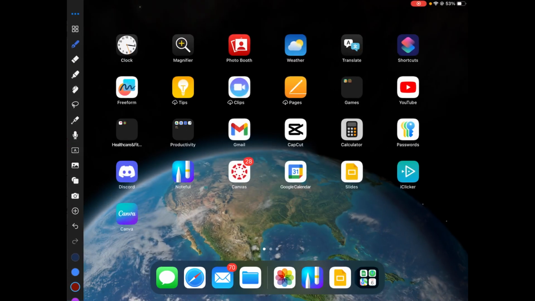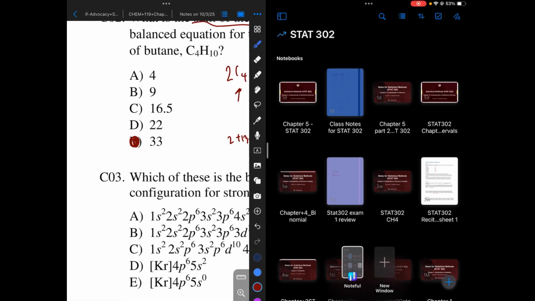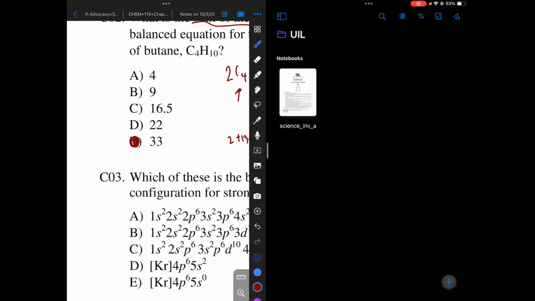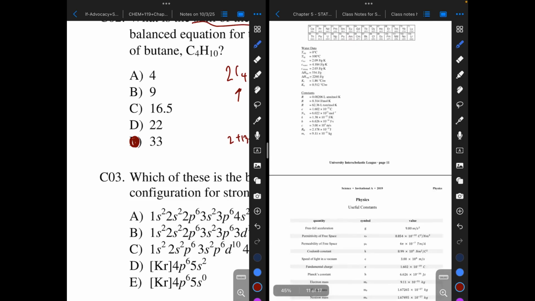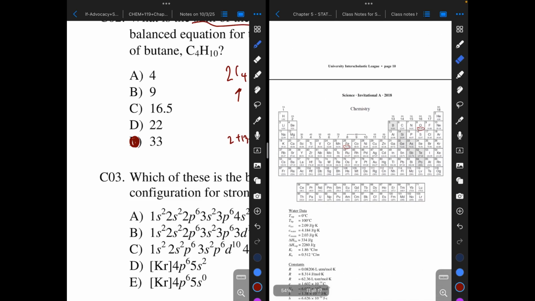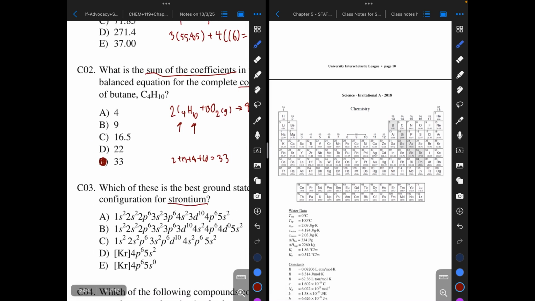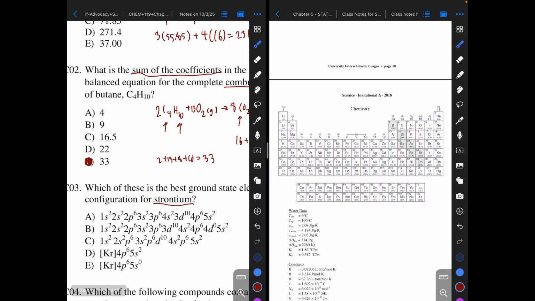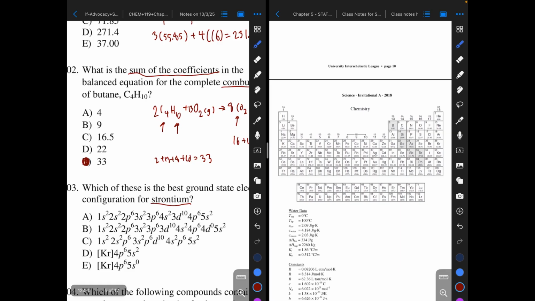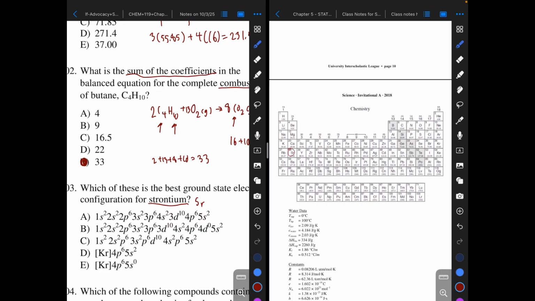So it'll be easier if I pull up the periodic table so I can demonstrate to you guys a bit easier. The first thing we want to do is identify where strontium is on the periodic table. The tough part is probably knowing the atomic symbol of strontium, which is Sr, and it's going to be right here, element 38.